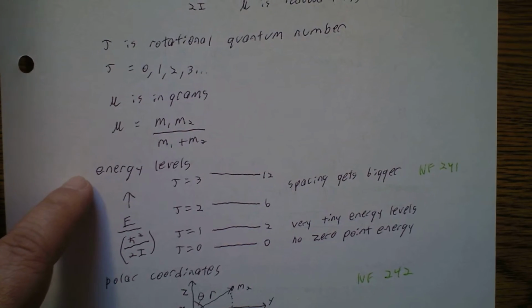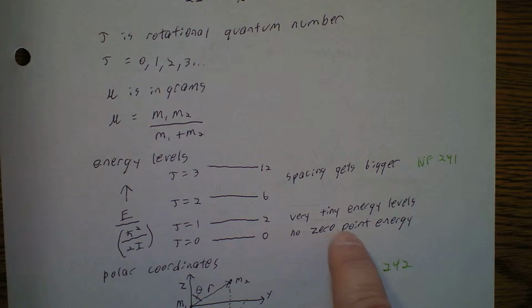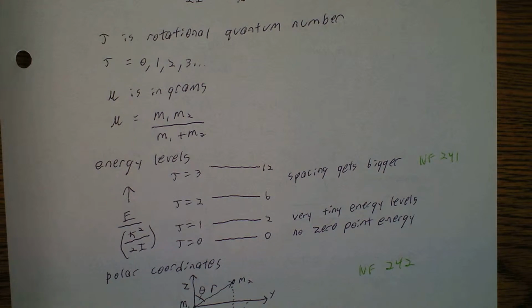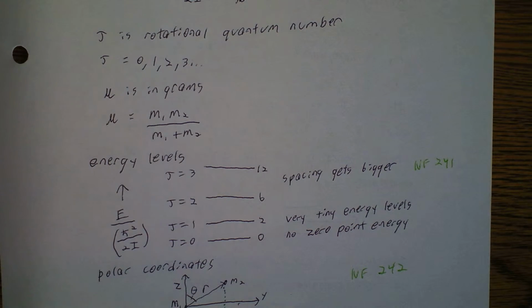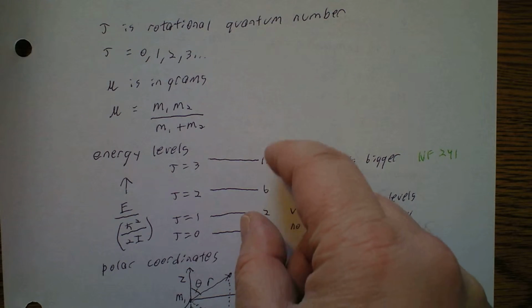So the energy levels here, so we have energy. For J equals 0, that's 0. There's just no energy. So there's no zero point energy like we had in some other quantum systems. Then J equals 1, we get 2. J equals 2, we get 6. J equals 3, we get 12. So you notice these are tiny energy levels, but they get farther and farther apart.